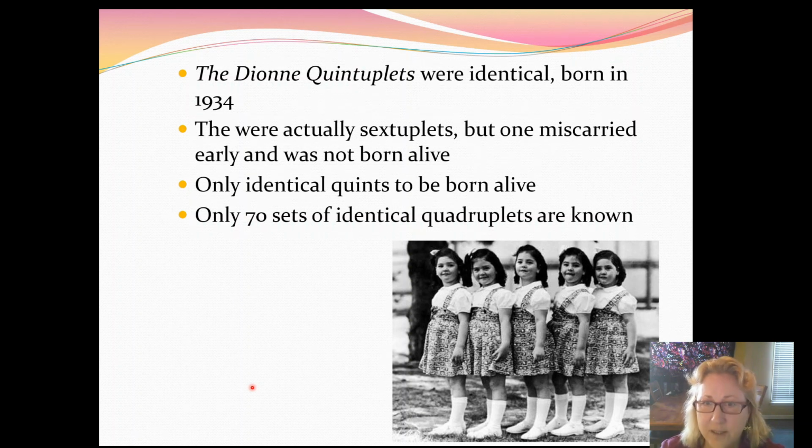Identical quadruplets, much more rare. There's only 70 sets approximately of identical quadruplets known in the world right now, so that's quite rare. Identical quints, I don't know if there have been other sets of identical quints. There's no record of any surviving, or identical sextuplets or more. There's no record of those. But of course, such high multiples would have only been able to survive just in the last 100 years or so.